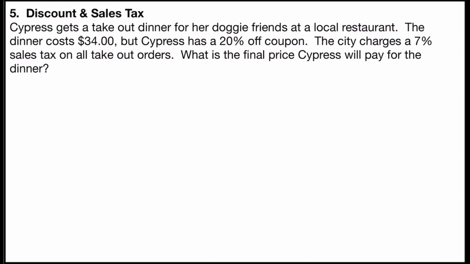It says Cypress gets a takeout dinner for her doggy friends at a local restaurant. The dinner costs $34, but Cypress has a 20% off coupon. The city charges a 7% sales tax on all takeout orders. What is the final price Cypress will pay for the dinner? So I'm going to use 3 steps to answer this question. First, I'm going to find the discount, then I'm going to find the tax, and then I'm going to put it all together and find the final price.